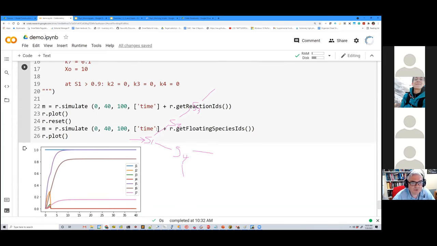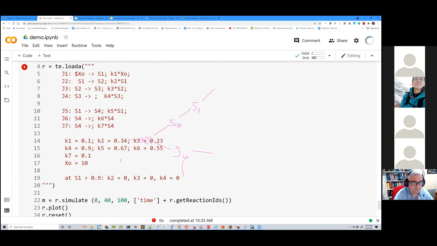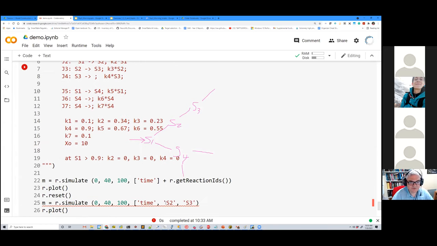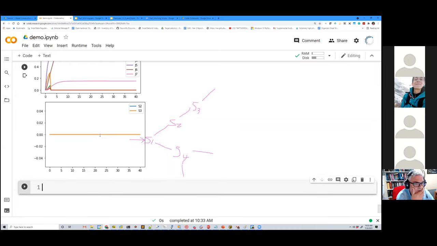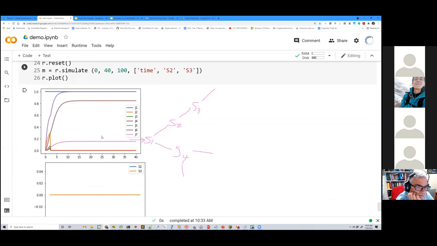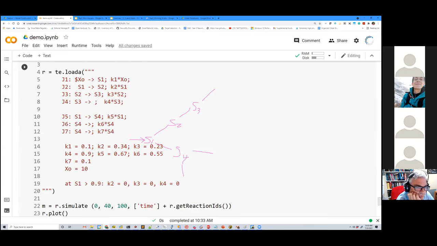So what I'm going to do is, that's a good question, but I'm going to plot S and S3 and see what happens. I think the values are just very small. Oops, no, what did I do? Made a mistake. Square brackets. There you go. Right. What's happening there? There should be something.